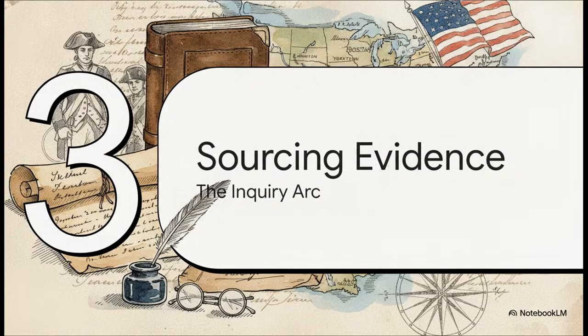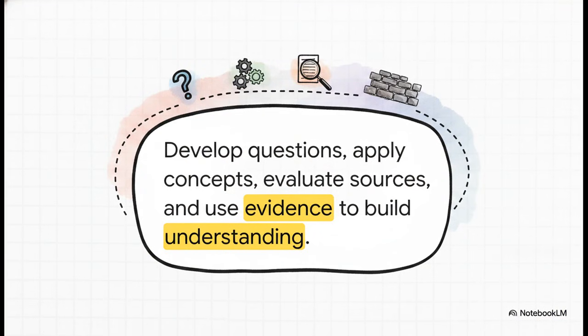Section 3. Sourcing historical evidence. The C3 framework calls our next process the inquiry arc. What this means is that to do real history, we have to start by developing our questions and applying disciplinary concepts. Then we intensely gather and evaluate sources before we can use that evidence to build any sort of justifiable understanding. It's all about using hard data to separate historical opinions from evidence-based claims.